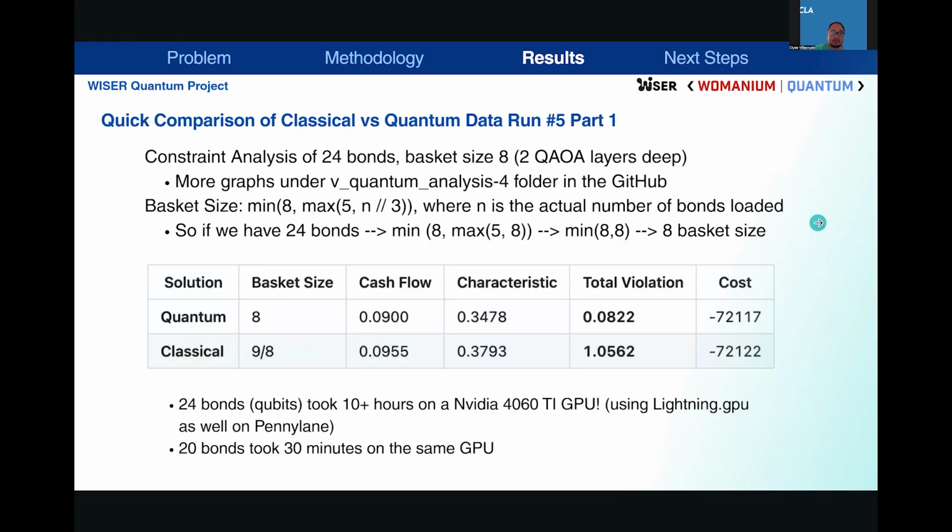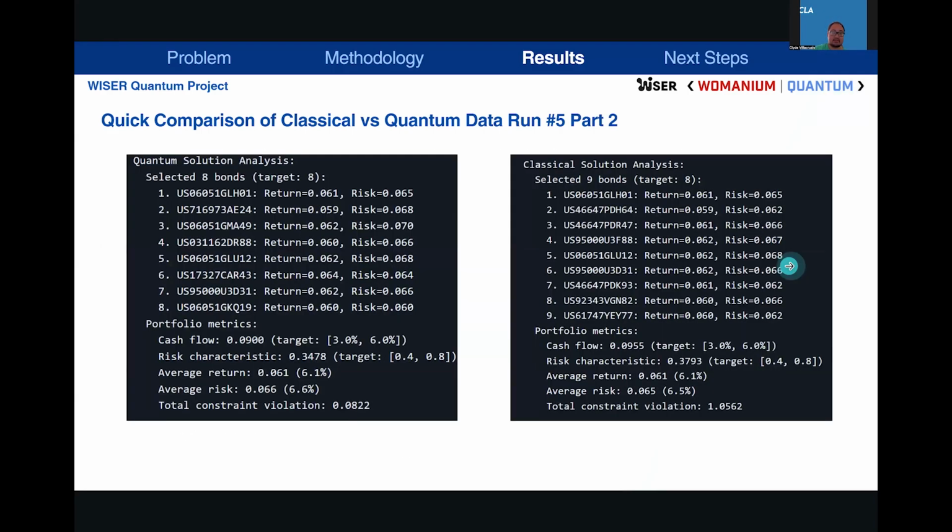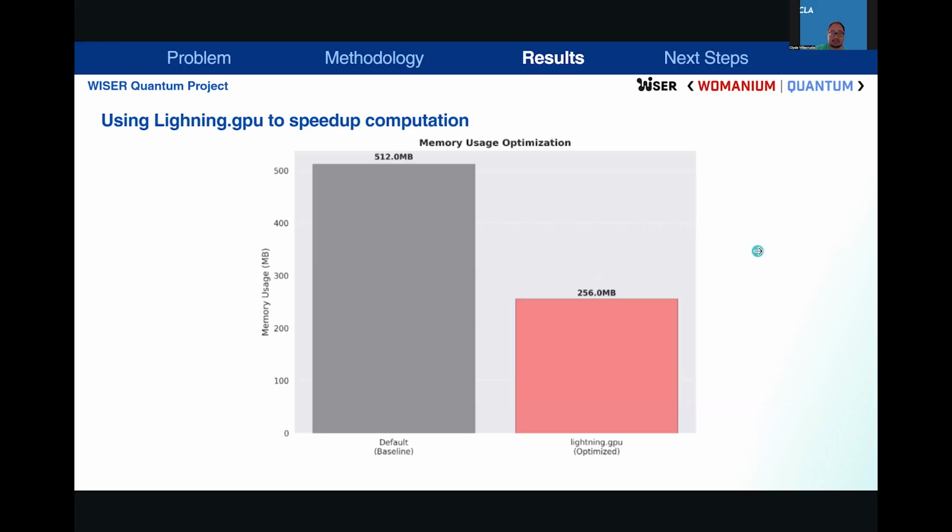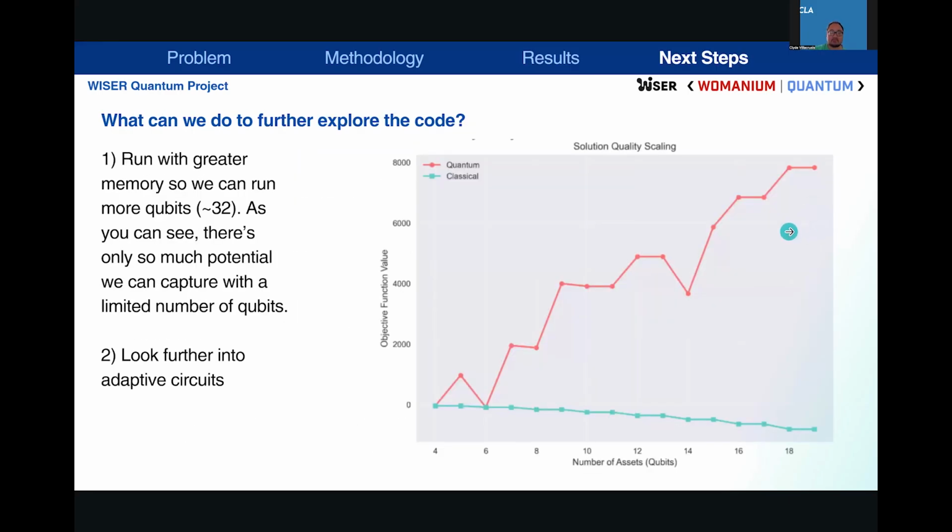And then this is our main point. We did 24 bonds or 24 qubits, and we did a basket size of 8, which is still QA layers deep. As you can see, quantum beats classical by a huge amount based on the total violation. And their cost is negative 72K for quantum, and roughly similar to classical because we haven't run on the real IBM backend. And more examples of quantum beating classical by a huge amount. And more examples, as you can see, Lightning GPU uses less memory than the default baseline, which is my CPU. And I think that's about it for our presentation.